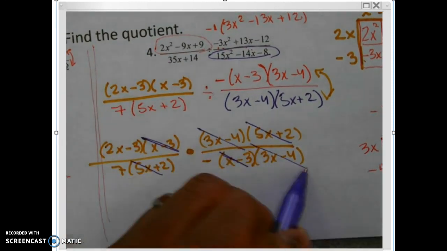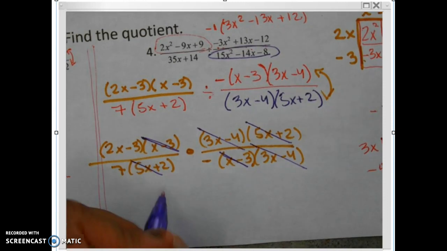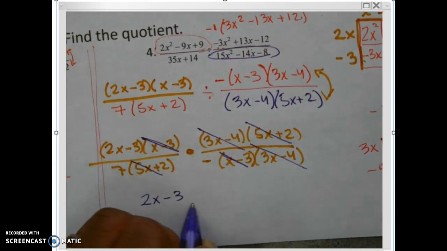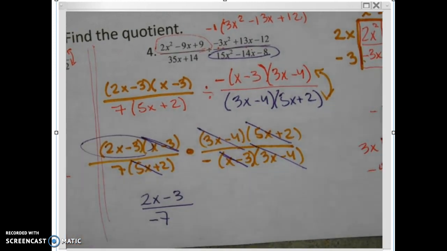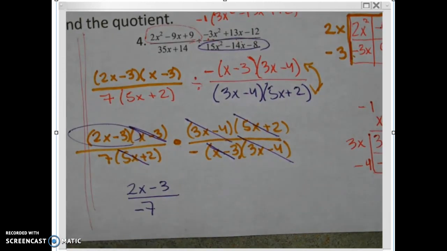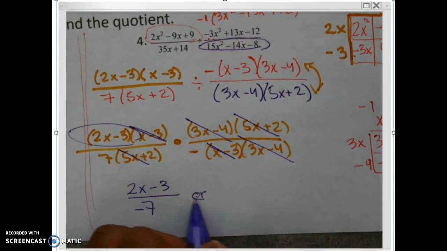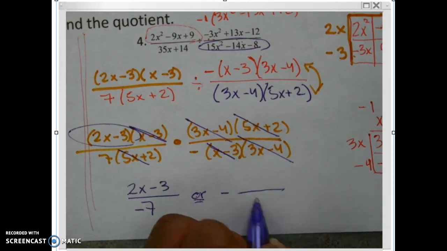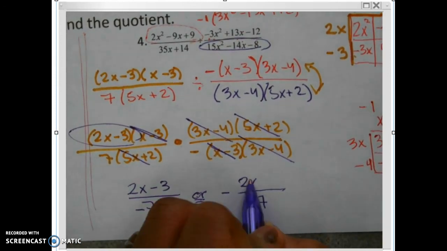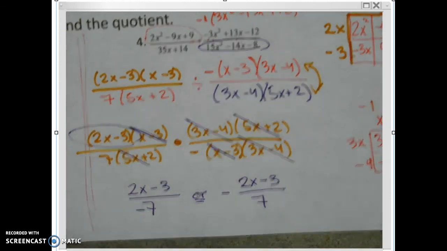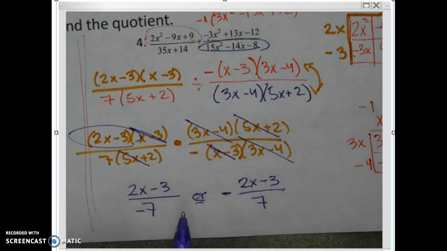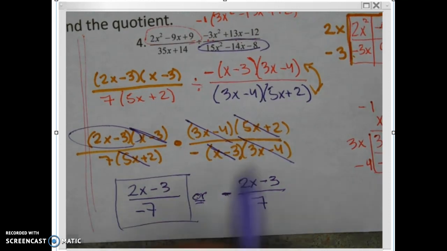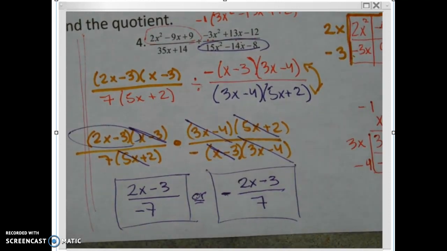3x minus 4, 3x minus 4. What's left up top? Well, 2x minus 3 I see up here, and I see a 7, and I see a negative sign right there. That's it. However, some people hate this, or you can put the negative out front because having a negative in the denominator is a little bit low-key weird. That's also acceptable. There's another or, but I think these are the most common ones that you will see. Just making sure that you put a space between this, and then you're golden. This or this. Okay. There you go.